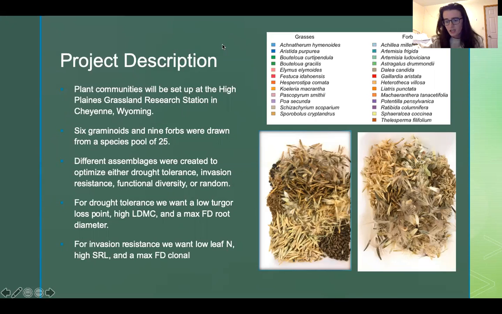The traits that the large project is looking for, for instance for drought tolerance, are a low turgor loss point, high LDMC, and a max root diameter. These are all traits that would lead to supposedly greater drought tolerance. We have similar traits for invasion resistance, and that's kind of what the project is built off of.